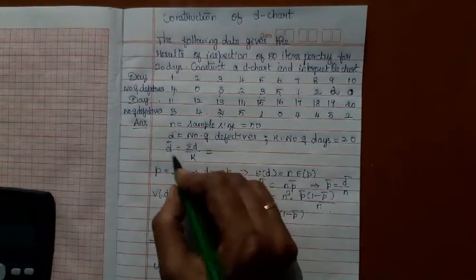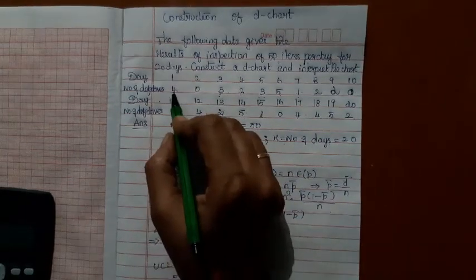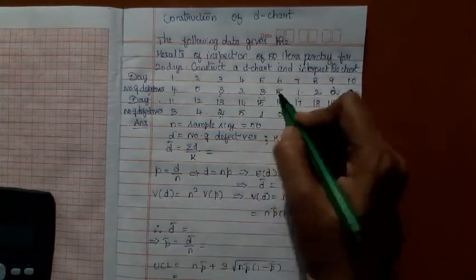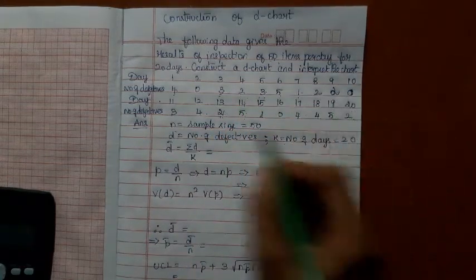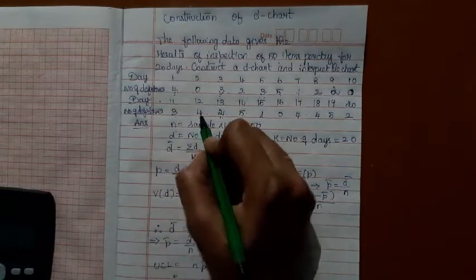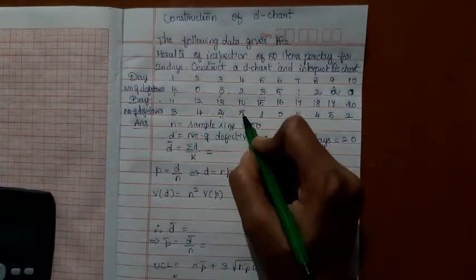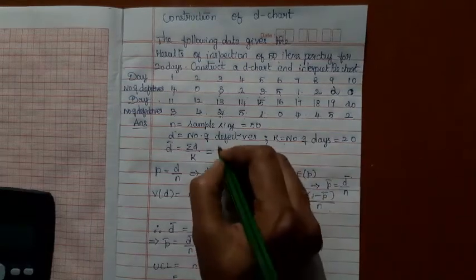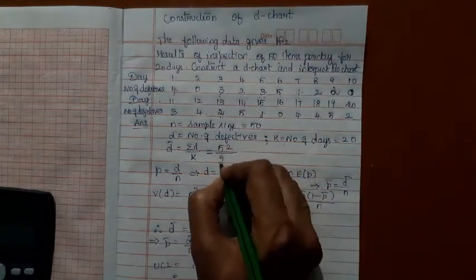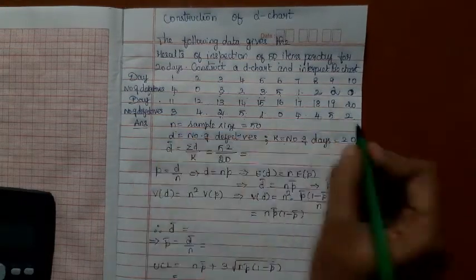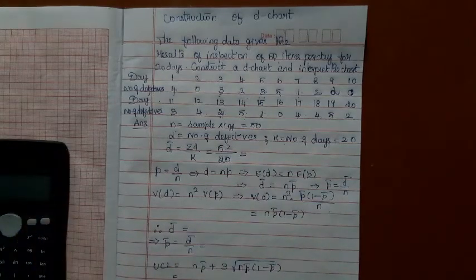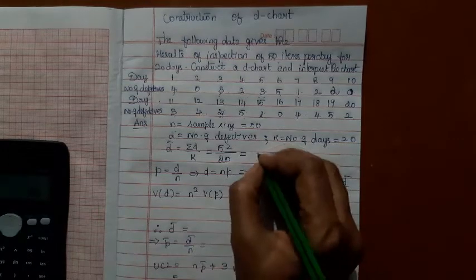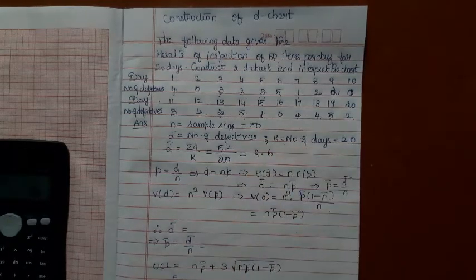Now you should first compute D bar. Add all D values. It is 52 divided by 20, right? You should divide by 20 because you have 20 values. So 52 divided by 20, you get 2.6, right?